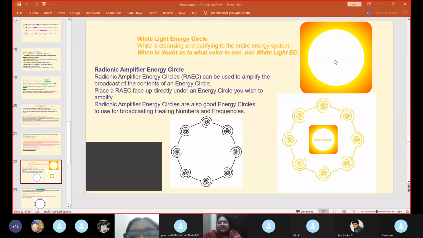As many of you might be knowing that there are radionic amplifier machines. So they are used to create such energy circles where each of these coils are made at a specific radionic frequency, right? So these are used only as printouts. You cannot hand draw them. These radionic amplifier energy circle printouts, that is the rake, can enhance and amplify the contents of a simple EC. So when you make a simple EC and you have a printout of a radionic circle, then you can put this simple EC inside the circle and write your intention inside. So this will amplify your intention and you might get quicker results, right?